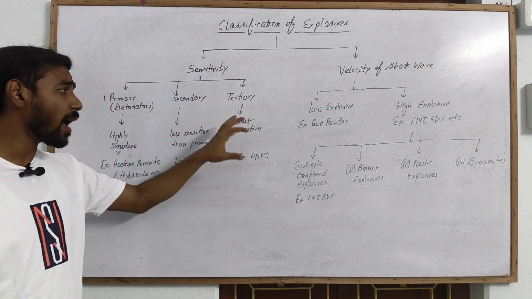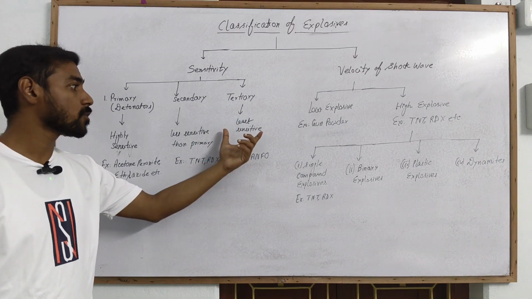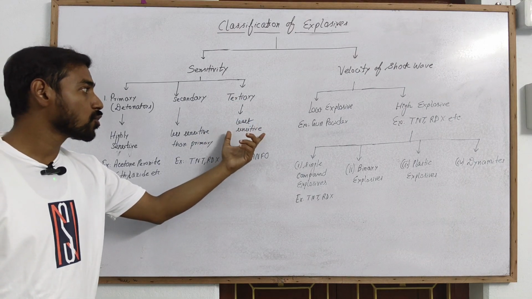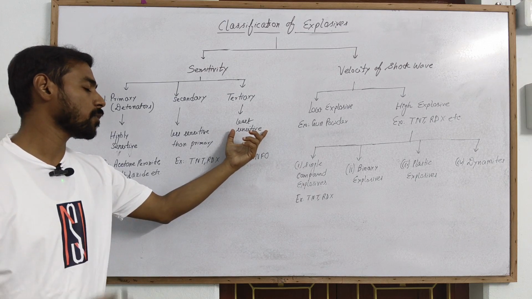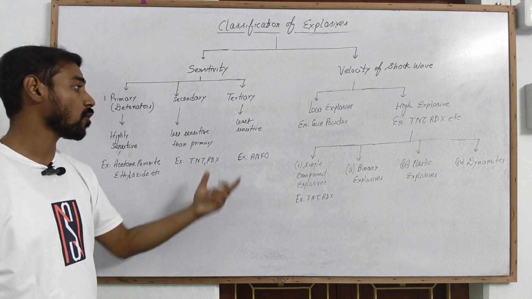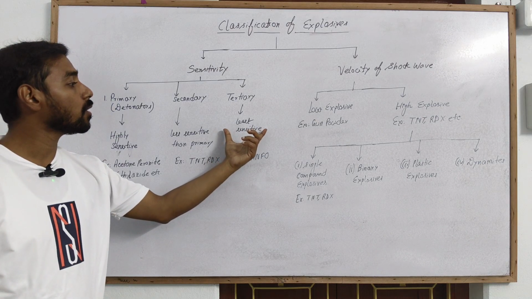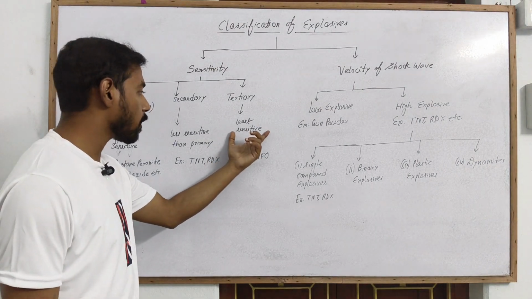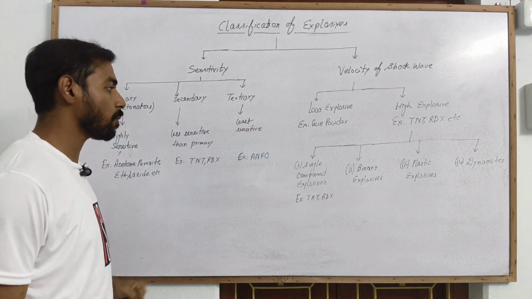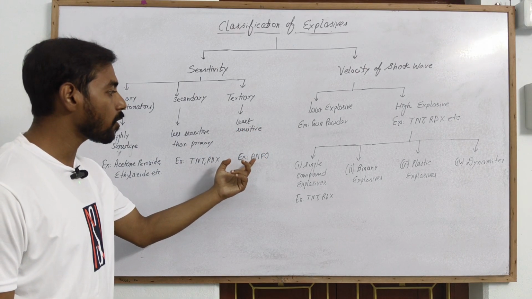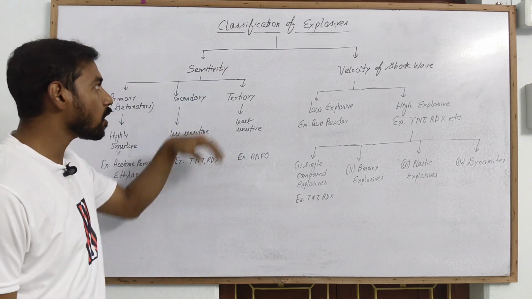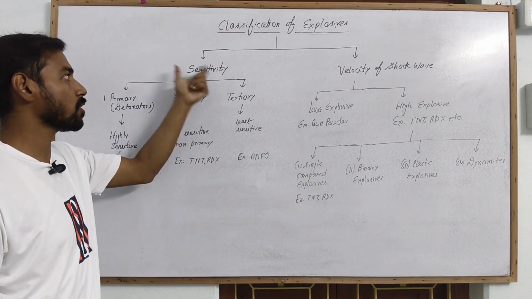These explosives are used for blasting purposes in the mining section, or in construction purposes. And some common examples are ANFO, that is ammonium nitrate fuel oil. So these are the classifications based on the sensitivity.